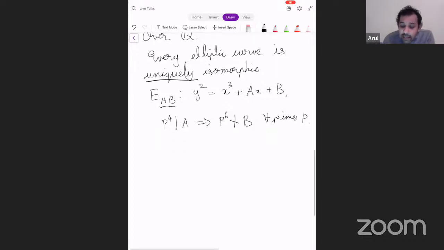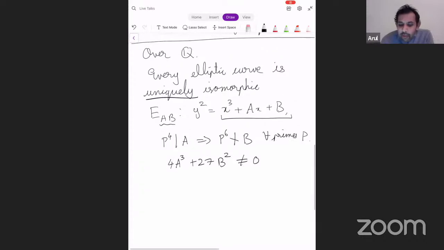Okay. Another important condition we need, if you'll remember from above, is that this cubic equation must have distinct roots. Namely, it must have non-zero discriminant. So what does it mean for the discriminant to be non-zero? It just means 4a cubed plus 27b squared should not be 0.